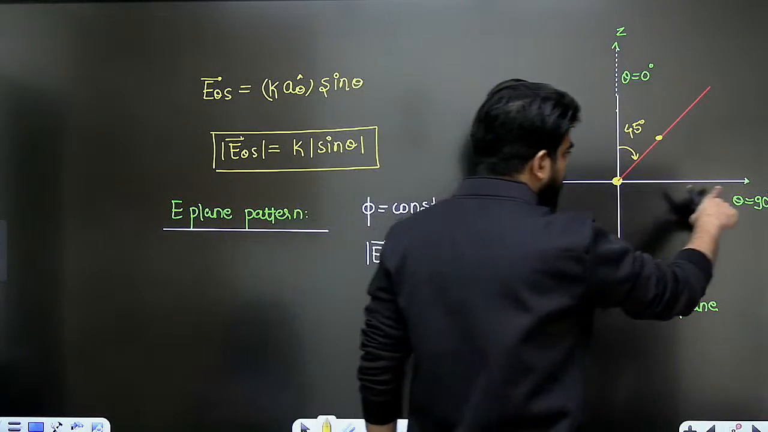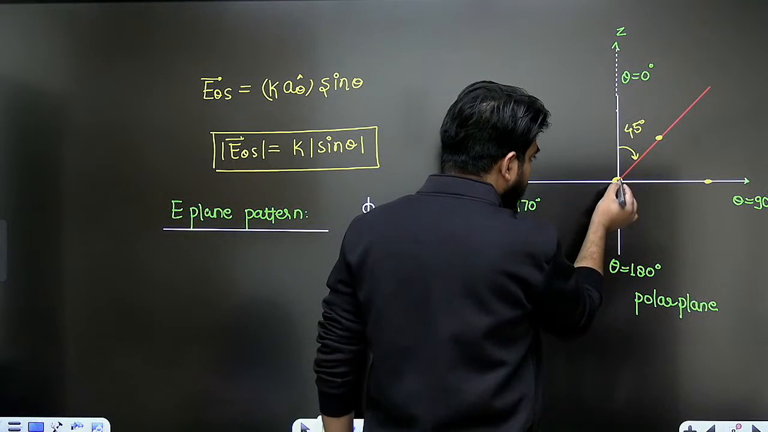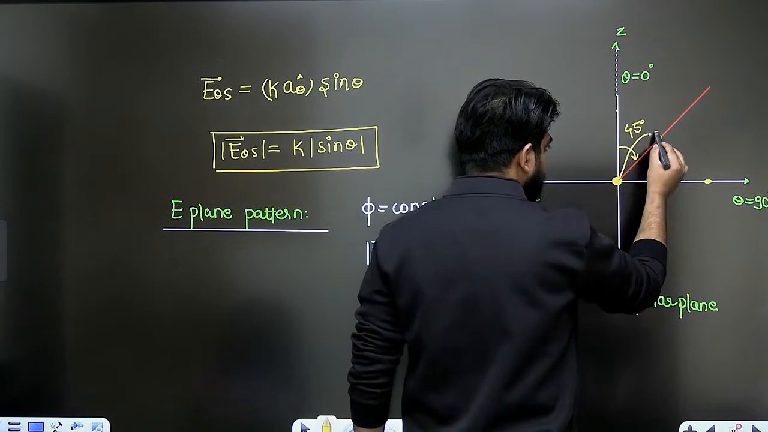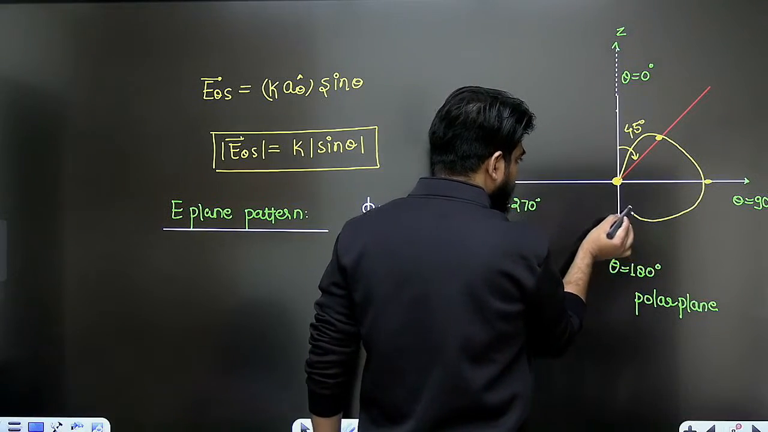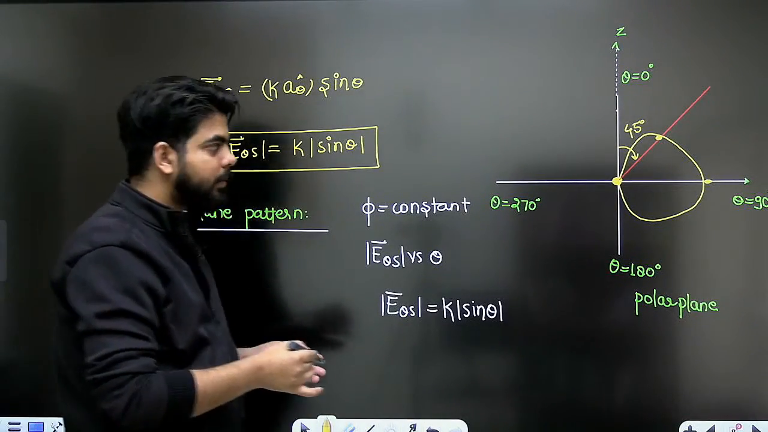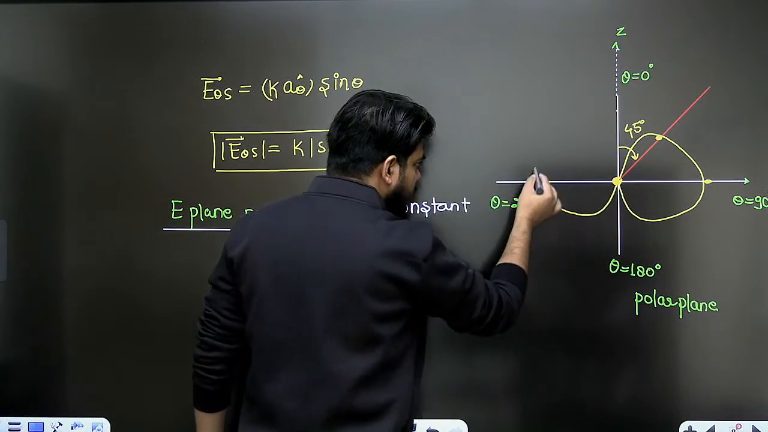Similarly, what happens at 90 degree? This magnitude becomes 1. Yes or no? Similarly, at 180 degree, again it becomes 0. So if I connect all these points, maybe I'll get the point like this. Fine. Similarly on the left hand side also you will be having the same point, क्योंकि अब इसके आगे भी theta vary करेगा. So you will again have this point.